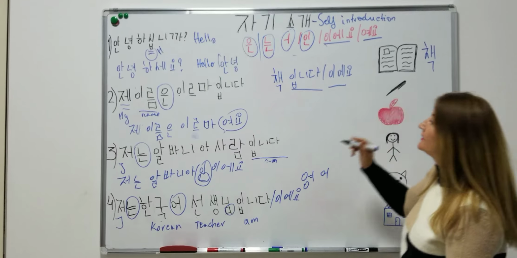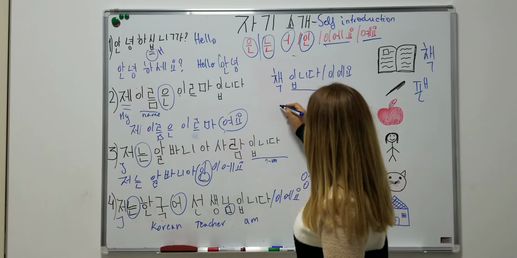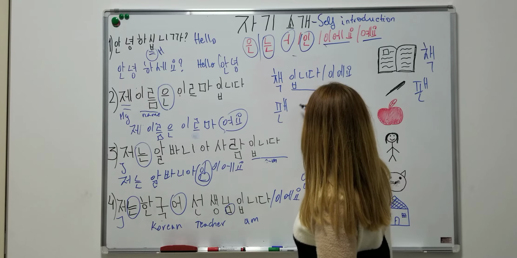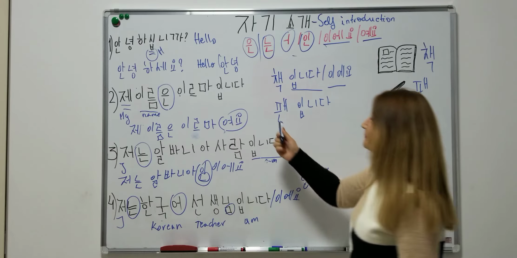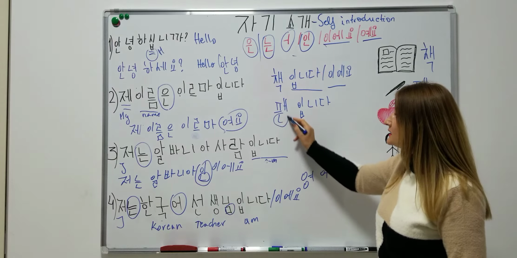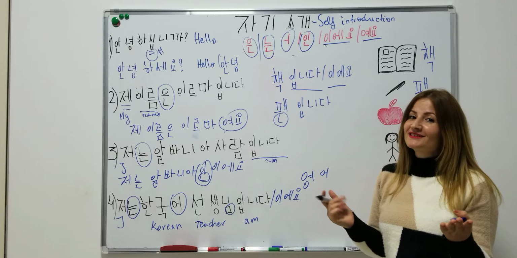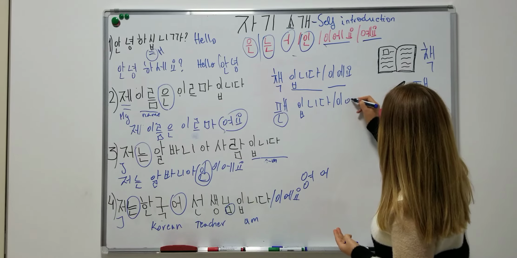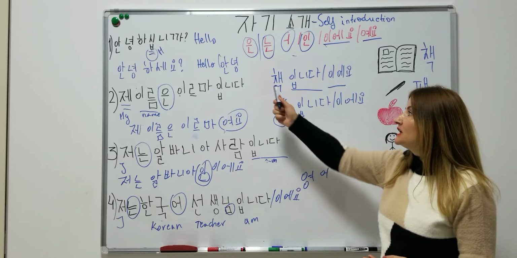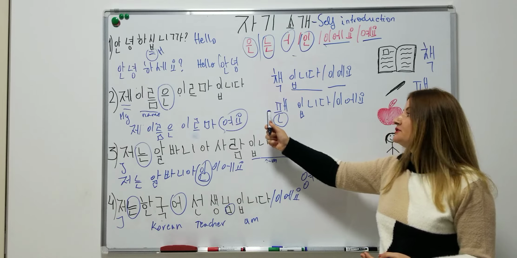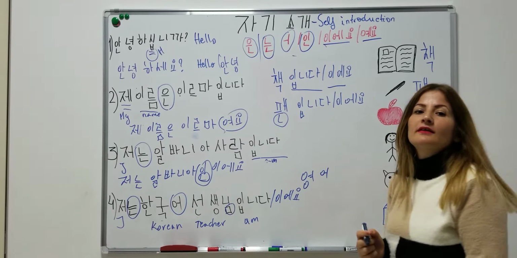Let's take another word. Pen. So this is a pen. If I want to say it is a pen, I would say 펜입니다. So pen again ends in a consonant. If I want to use the semi-formal, I would say 펜이에요. And I am saying it is a book. It is a pen. Also in English it's pen. I think they copied.